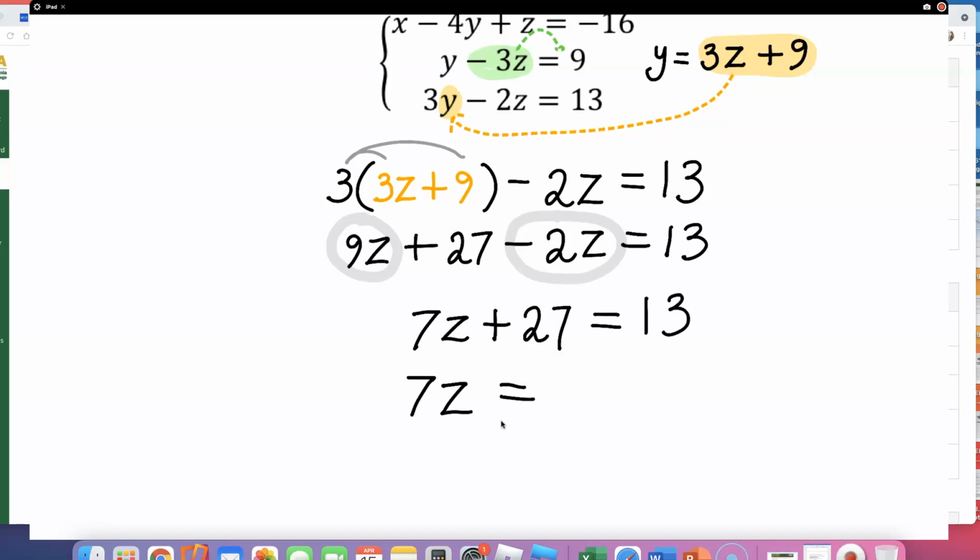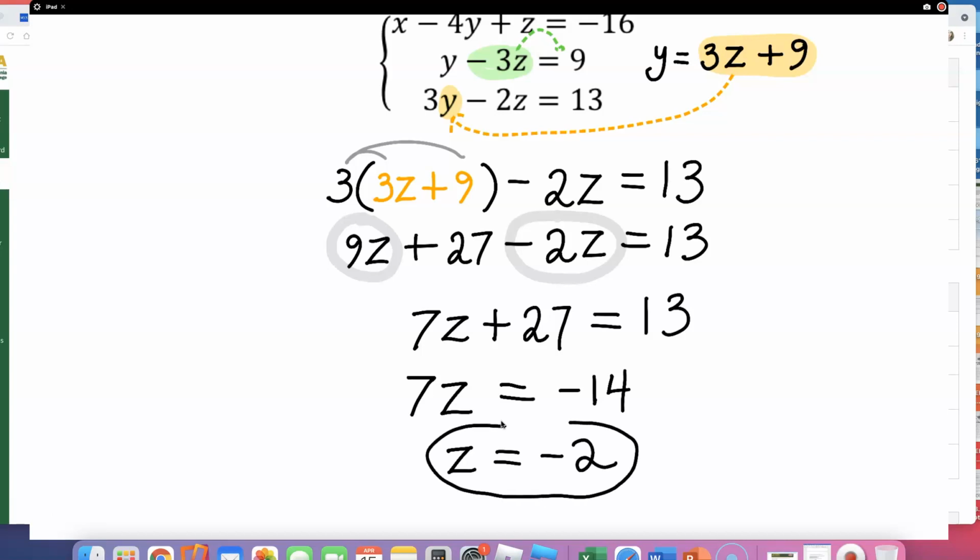And if I figure out what 13 minus 27 is, that is negative 14. How perfect! Because now all I need to do is divide both sides by 7. And if I divide both sides by 7, I will get z equals negative 2. I'll circle this because this is going to help us find the second variable.